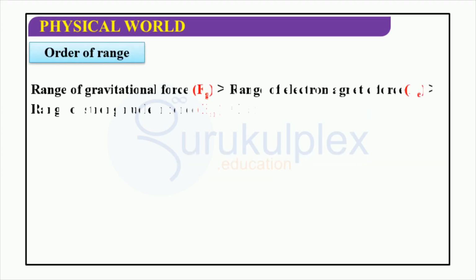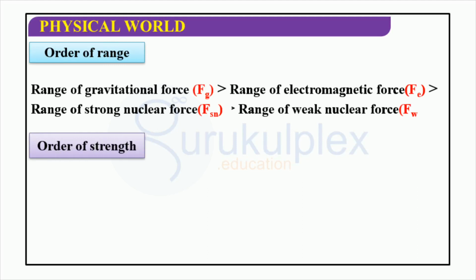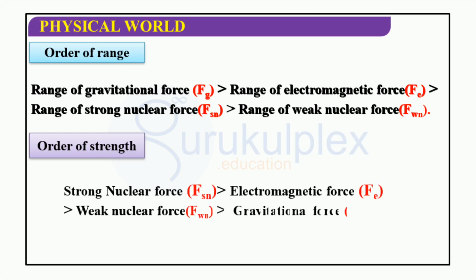On a scale of strength and range, the strong nuclear force, FSN, is the strongest, followed by the electromagnetic force, Fe, the weak nuclear force, FWN, and the weakest, gravity, FG. Gaining an understanding of the disparities between these forces can provide greater insight into the workings of the physical world.